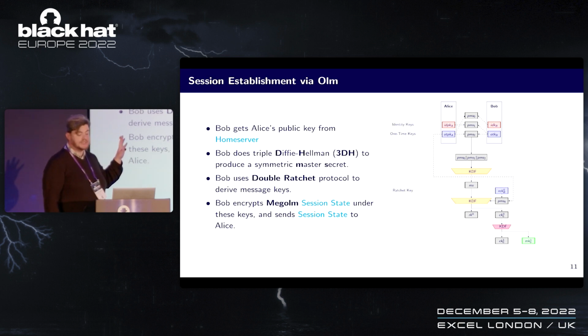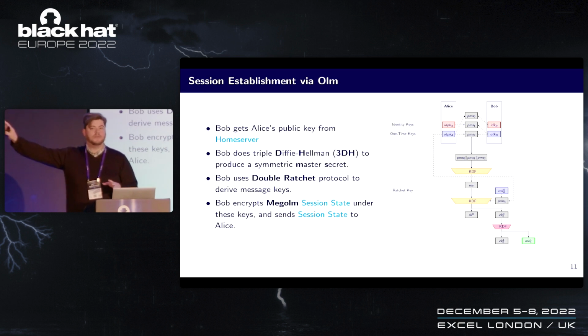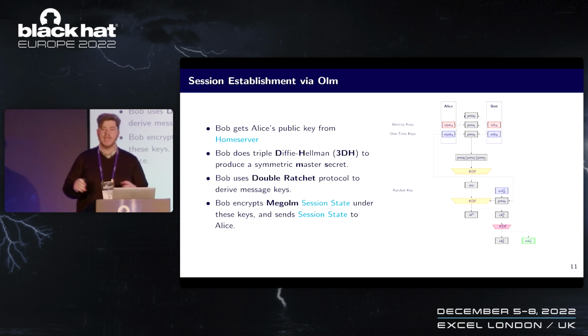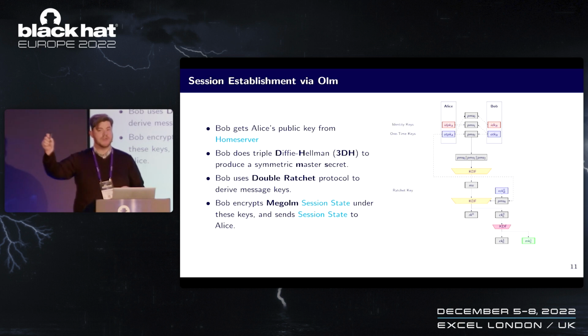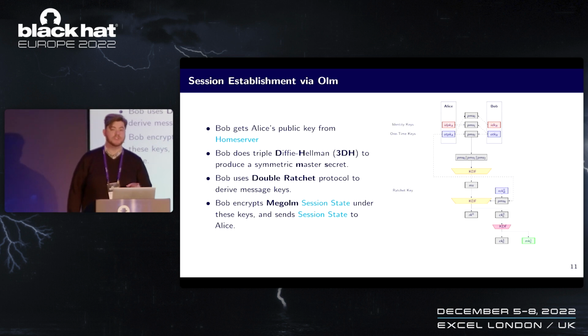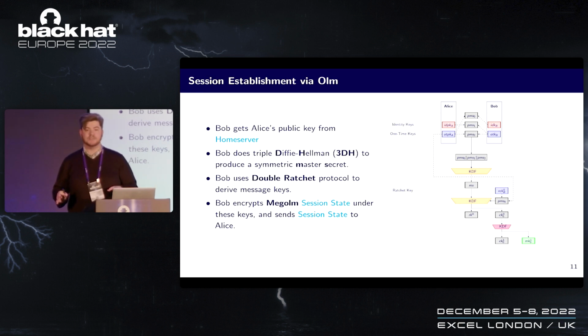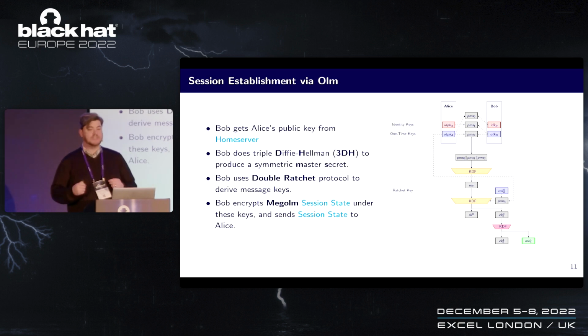Once Alice has established this Olm key bundle, she's going to upload that Olm key bundle to the home server, and then later at some point, Bob's going to want to communicate with her. So Bob's going to retrieve that public key bundle from the home server, and then use that to establish some shared symmetric key that's going to be used to encrypt messages from Bob to Alice. Importantly, this isn't going to be used to encrypt application layer messages that are actually typed by the user, but this is instead going to be used to communicate session state.